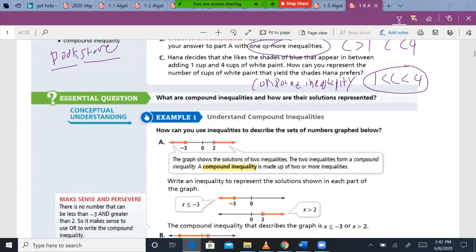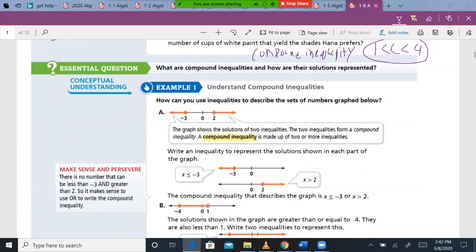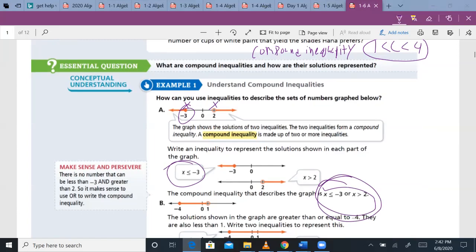So let's look at this right here. How can we use inequalities to describe the sets of numbers graphed below? Well, notice how we'll call these x, okay, essentially. Notice how -3 and its number is less than that. So I can say x is less than or equal to -3 because there's a filled-in circle there, or it's got to be greater than 2, okay? Since there's no in between, I'm not going to put an in between. So there you go, okay?